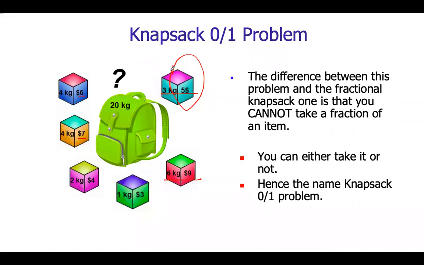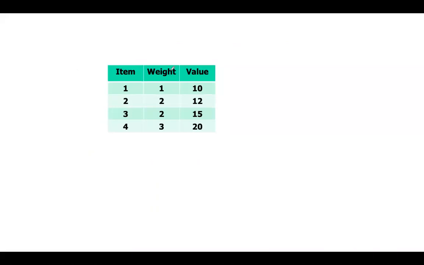So this is 0-1 knapsack. We shall straight away start with the problem. See, these are the given weights. 4 items are there, and their weights are 1 kg, 2 kg, 2 kg, and 3 kg, and their values are 10, 12, 15, and 20. The bag capacity is 5. Okay, the maximum kg it can hold is 5.